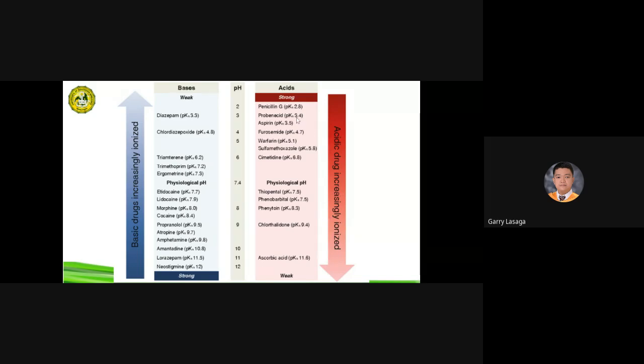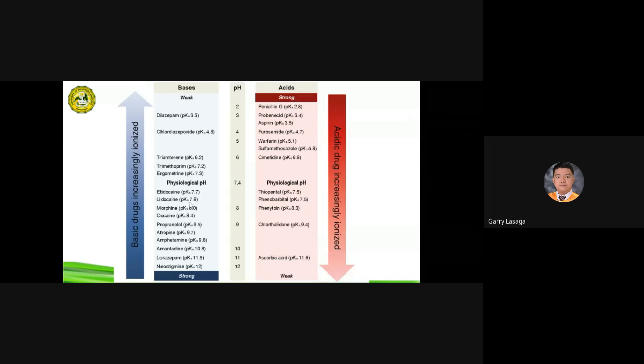Again, for the pKa value, the higher the pKa, the weaker the acid. So for example, thiopental has a pKa of 7.5. So it is a weaker acid compared to, for example, penicillin, with a pKa of 2.8. For bases, the higher the pKa value, the stronger the base.